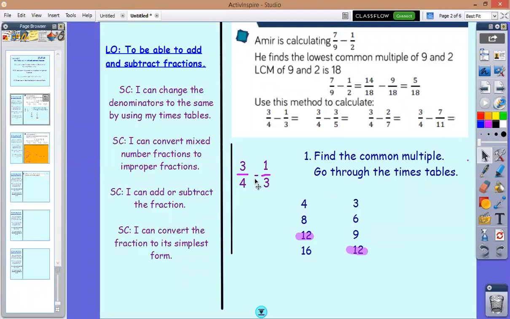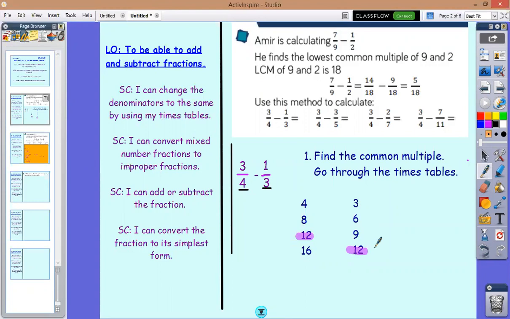So I've got 3/4 take away 1/3. I can't take away a third from a quarter because the denominators are different. These are my denominators here, 4 and 3. So I need to use my times table to do it. I've written out my 4 times table. So that's 1 times 4, 2 times 4, 3 times 4, 4 times 4. And I've done the same to 12 over the 3's here. So then what that means straight away is that I've got the common multiple, which is 12.